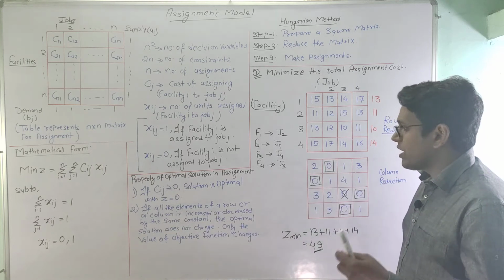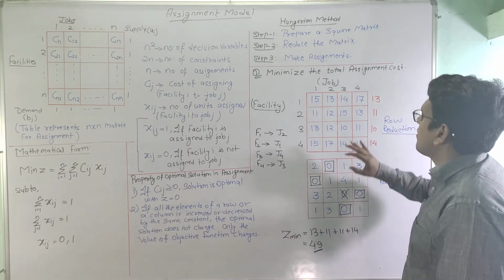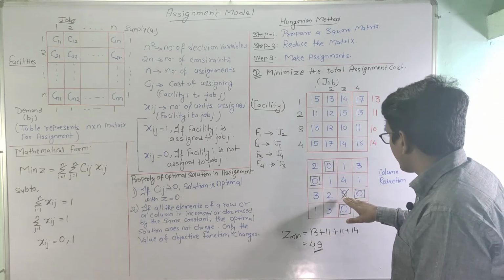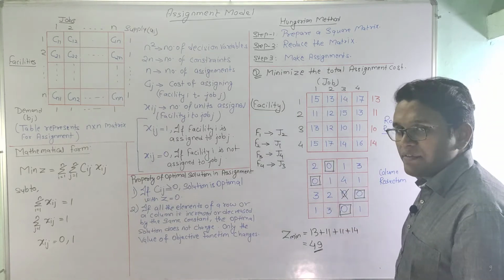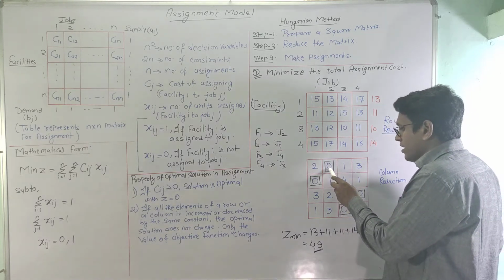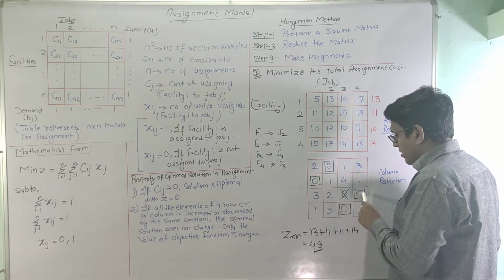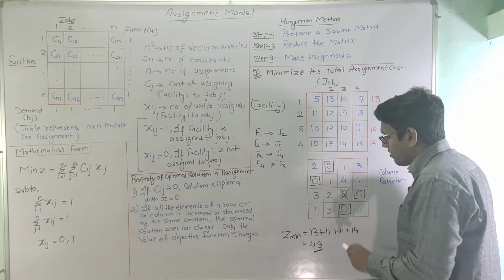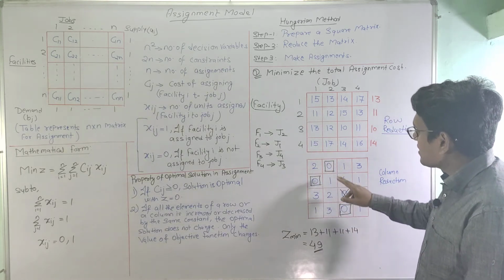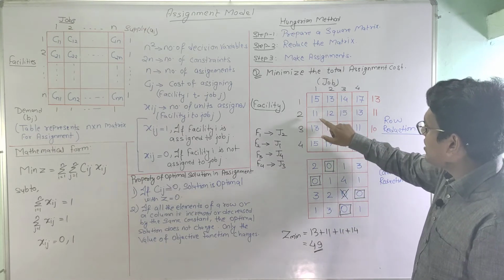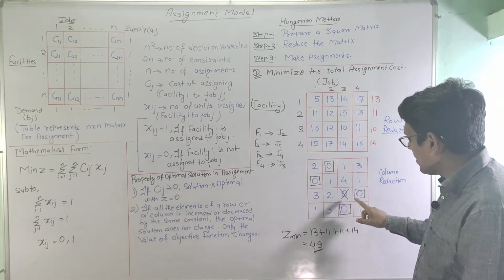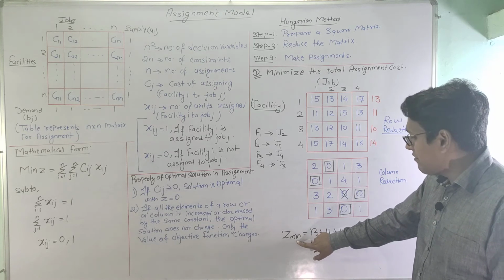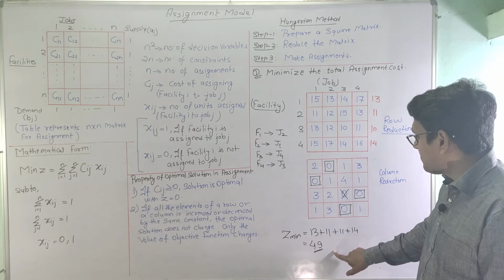So what actually we have done here is we have made these values 0, and we will try to allocate the values. We have tried to assign the zeros, and after assigning all the values, we can see that in the original matrix their values are given, and by adding those values we get the value of the objective function, which is the minimum value of z we can get.